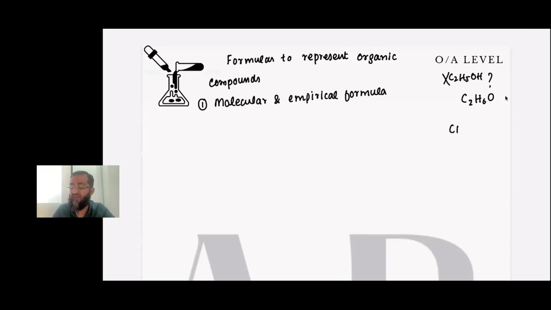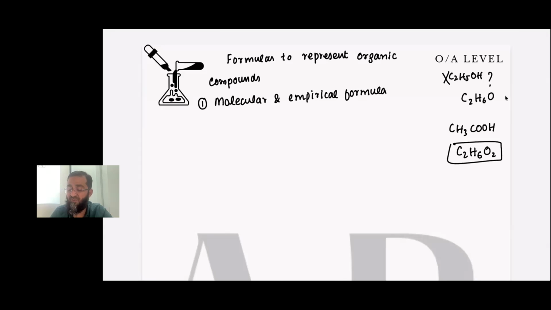For example, ethanoic acid, you always said it's CH3COOH. That is the structural formula of ethanoic acid. But when we need to write the molecular formula of ethanoic acid, it is C2H4O2. So that is how we write the molecular formula. Yes, there are two oxygens, isn't it?